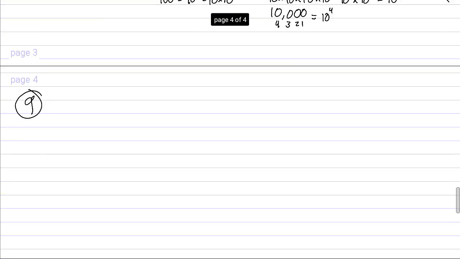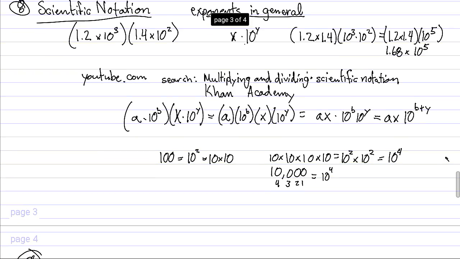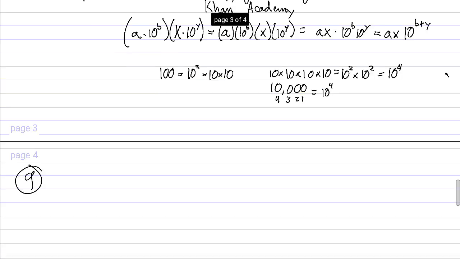Alright, we're on to problem number 9, and just a quick note, if you were following along for problem number 7, you'd realize that the answer should actually be 1.7 times 10 to the 5th, because they asked for two significant digits. Alright, so 1 digit, 2 digits, so that would have been the correct answer.